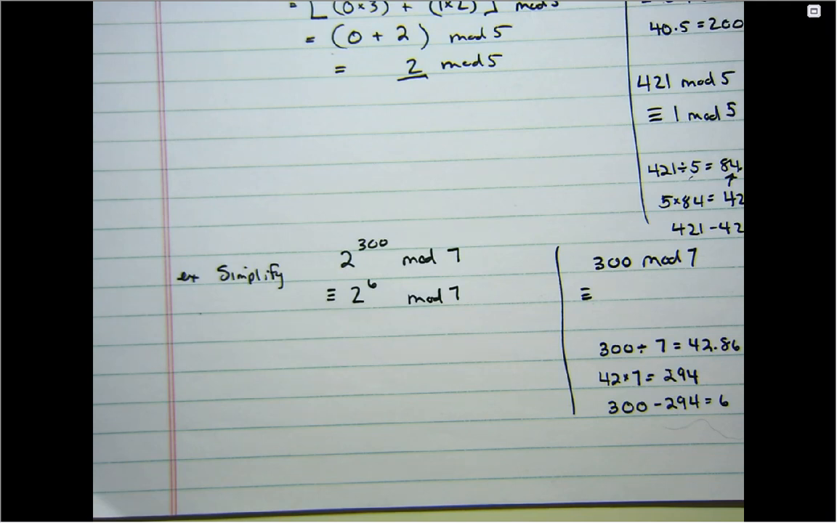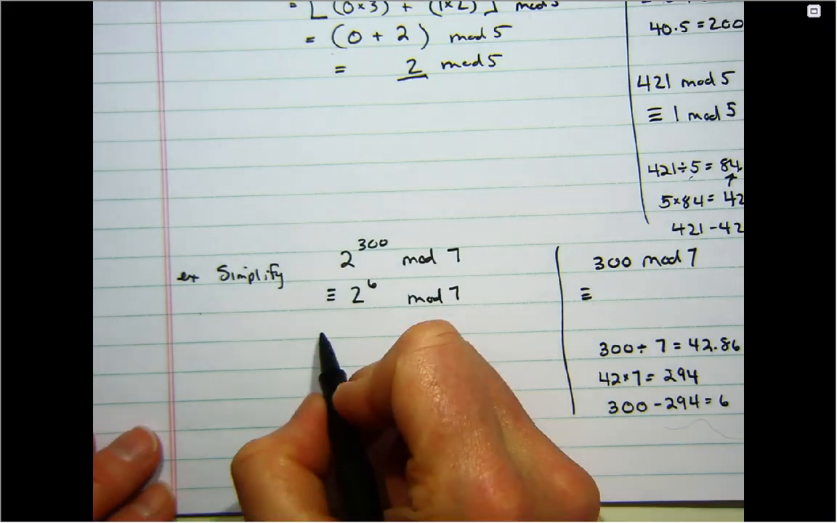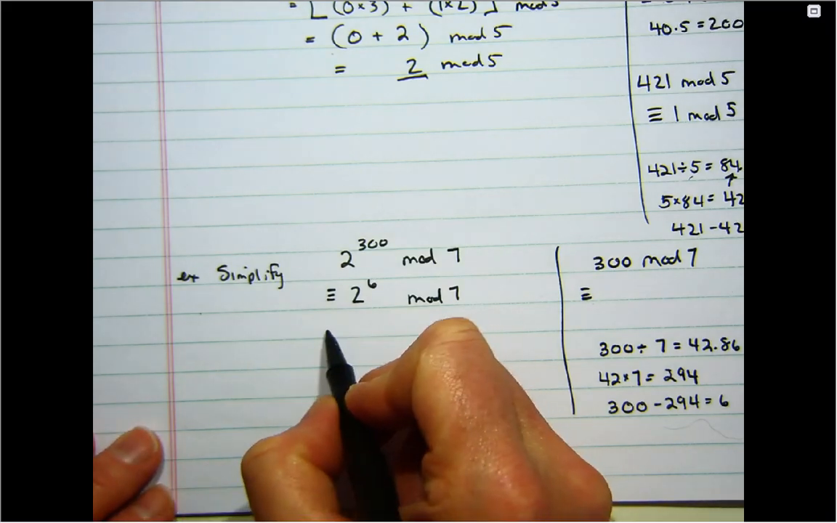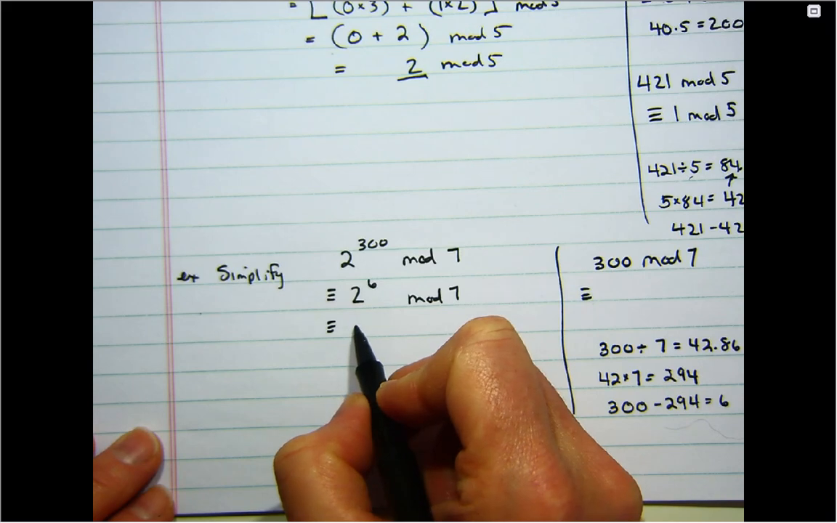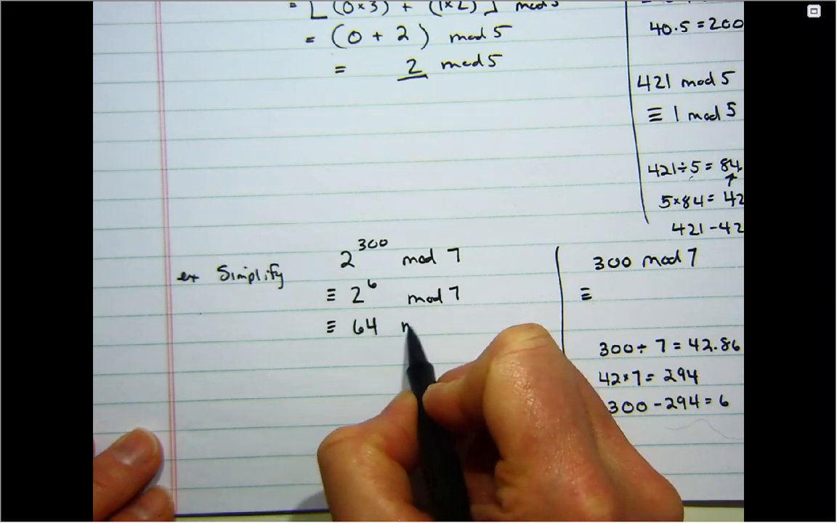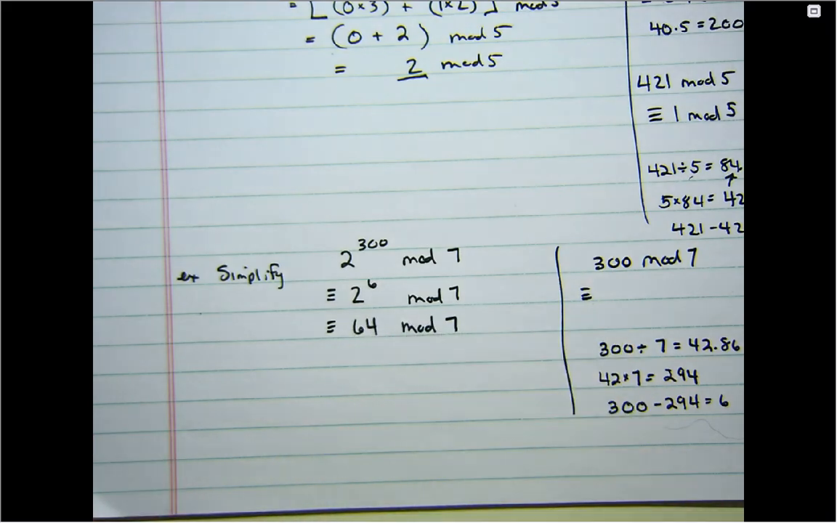And 2 to the 6th is much more manageable. That's 2 times 2 times 2 times 2 times 2, 6 times, which is 64. When you're fully simplified, you should have a number smaller than 7. Okay, so we keep going here. We simplify 64 now.